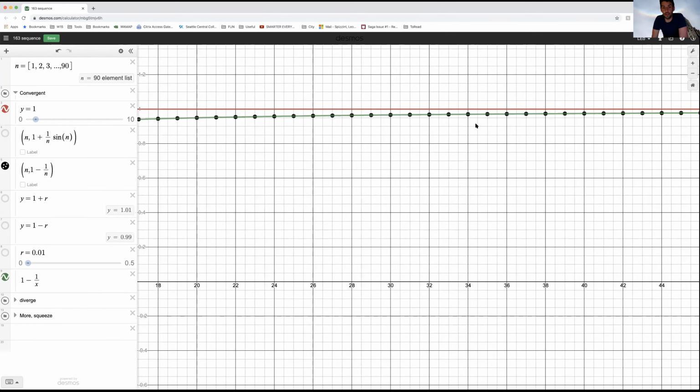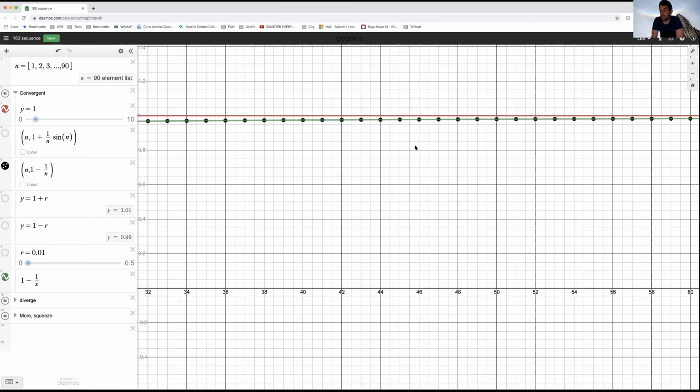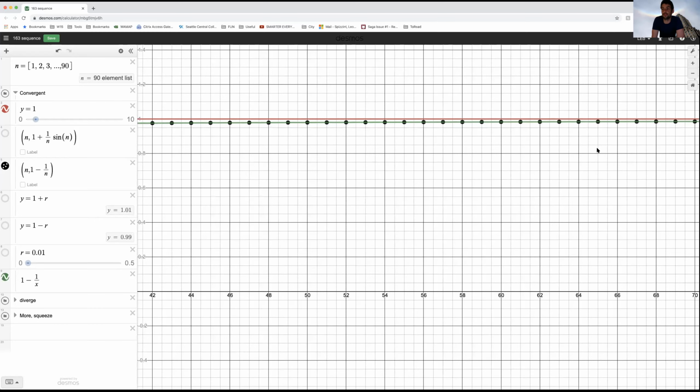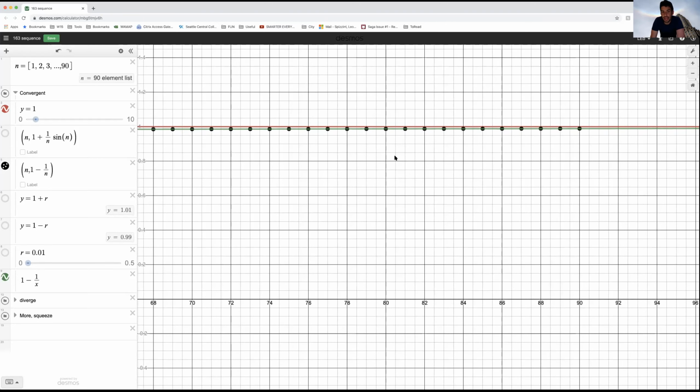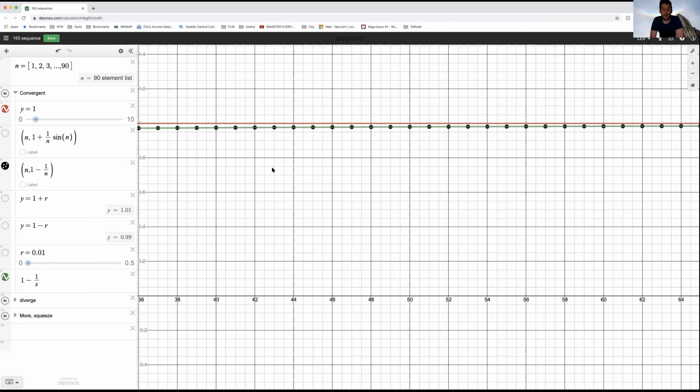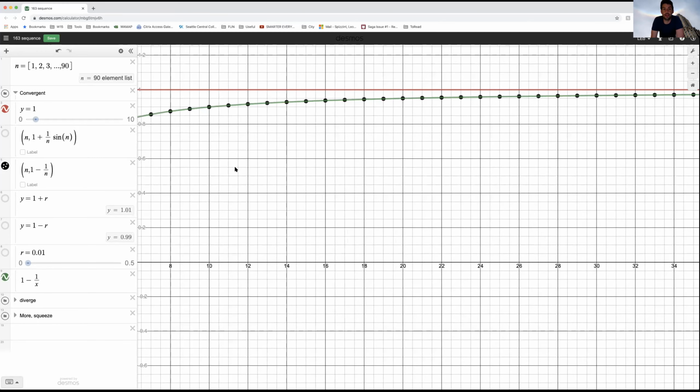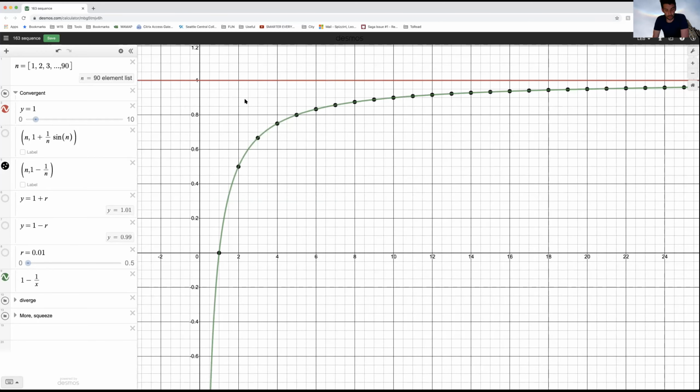And so this function is doing the same thing in terms of the limit as x goes to infinity that the sequence is doing, right? And this is how we're going to deal with, one of the main ways we're going to deal with limits of sequences. So let's go back one more time to our definition.